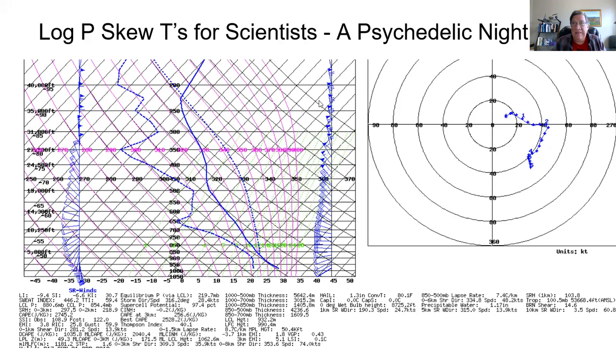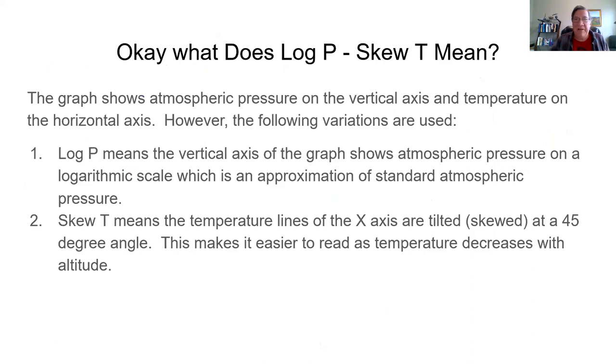First of all, it's really called a log P Skew T. And that makes it sound even worse, right? So what does log P mean? Well, P is for pressure. And well, at any rate, you look at this and it's just a scary thing. There's lines going every which way. There's all kinds of equations, notes, holy cow. Secondary graph. Yeah, let's move on.